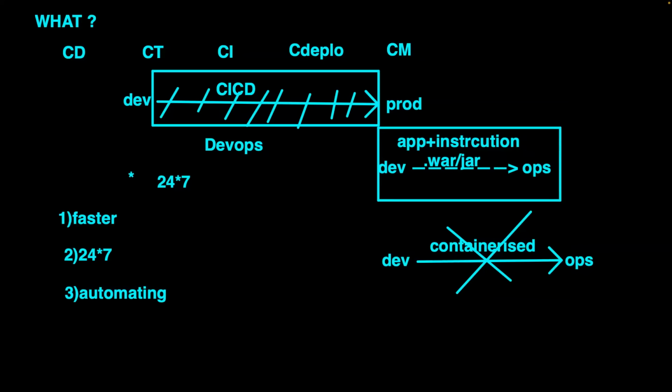No. Here the term continuous is important, because continuous development means developers keep on writing the code, maybe every week, every day. It would be tested continuously, integrated, deployed first to lower environments like dev and test, and then to prod. Continuous monitoring: they use some monitoring tools to test it and the feedback is sent. So the term continuous is very important.